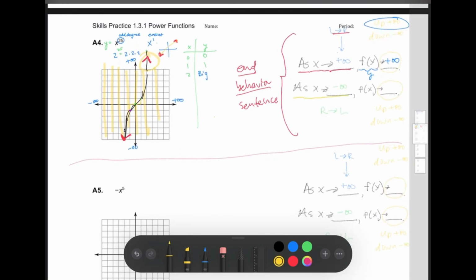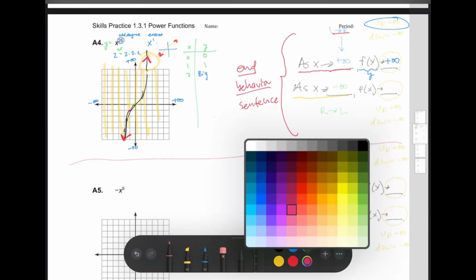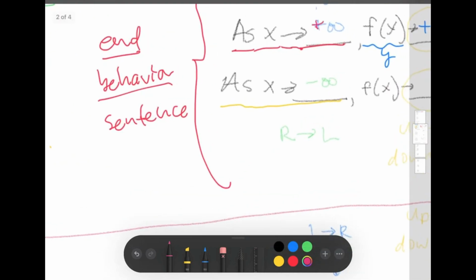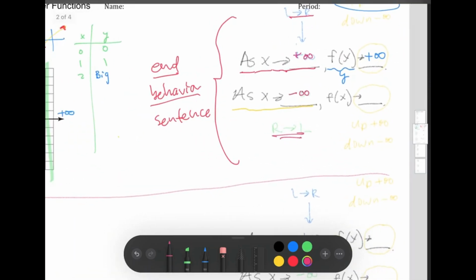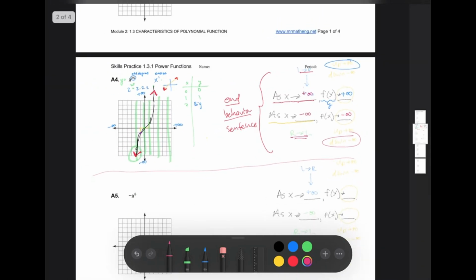As x approaches negative infinity, so let's make sure we're on the same page. In this sentence, you will always have one positive infinity, and you will always have one that is negative infinity. This is telling us now, as x goes towards the negative numbers, you're going to go from right to left. And let's go the other direction. From right to left, what happens to the roller coaster? It ends down. So down is negative infinity. So there is my end behavior for question A4.